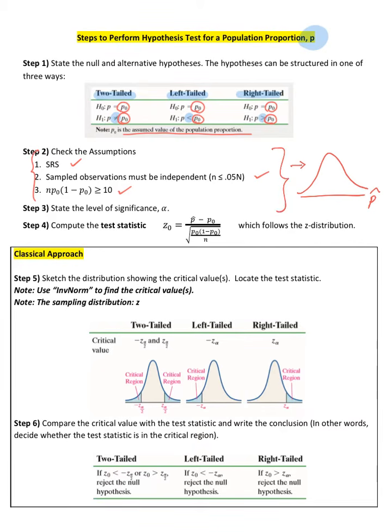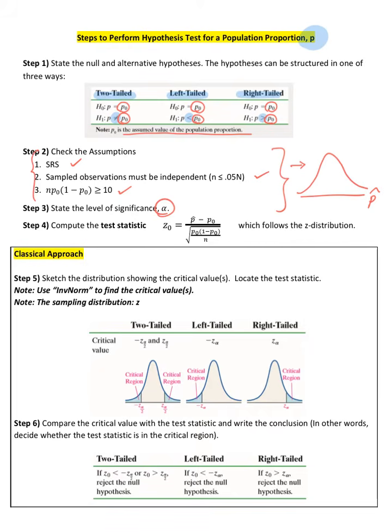Step 3, state the level of significance alpha. Alpha is usually given to you in the problem, so you're going to have to look for it. But if it is not given to you for some reason, then use alpha equals 0.05, 5%. That is the default alpha value. But usually it is given to you, so go ahead and look for that.